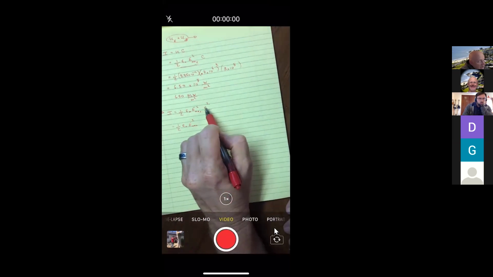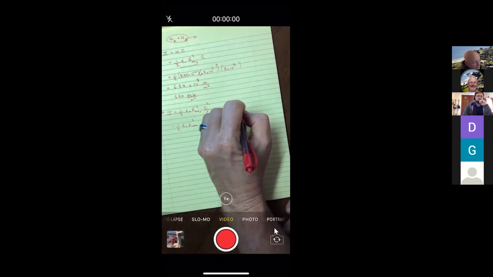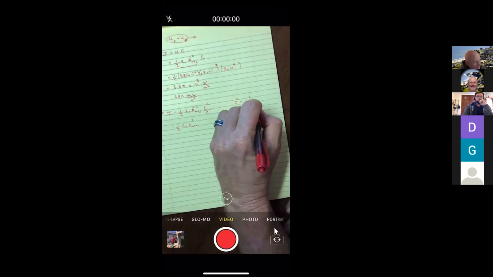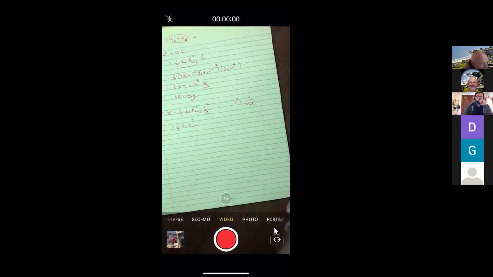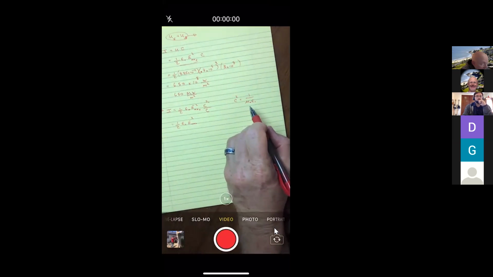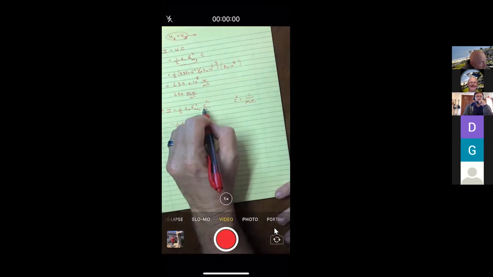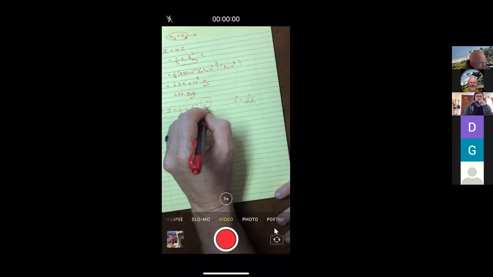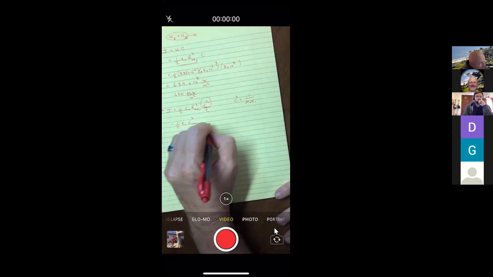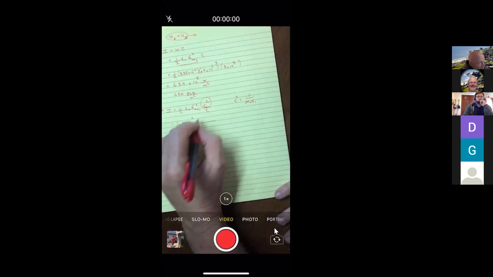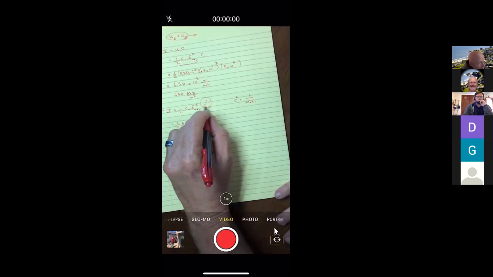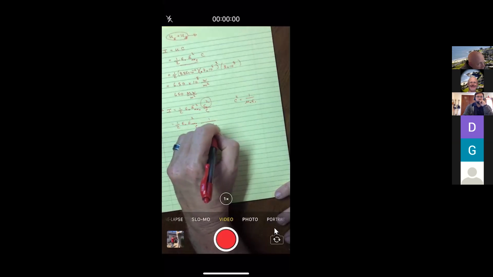Because c squared is 1 over mu naught epsilon naught. And so that was the other beauty of that wave equation. So your author replaces this c squared, and I'll just leave the c downstairs alone, but he replaces this c squared with 1 over mu naught epsilon naught.